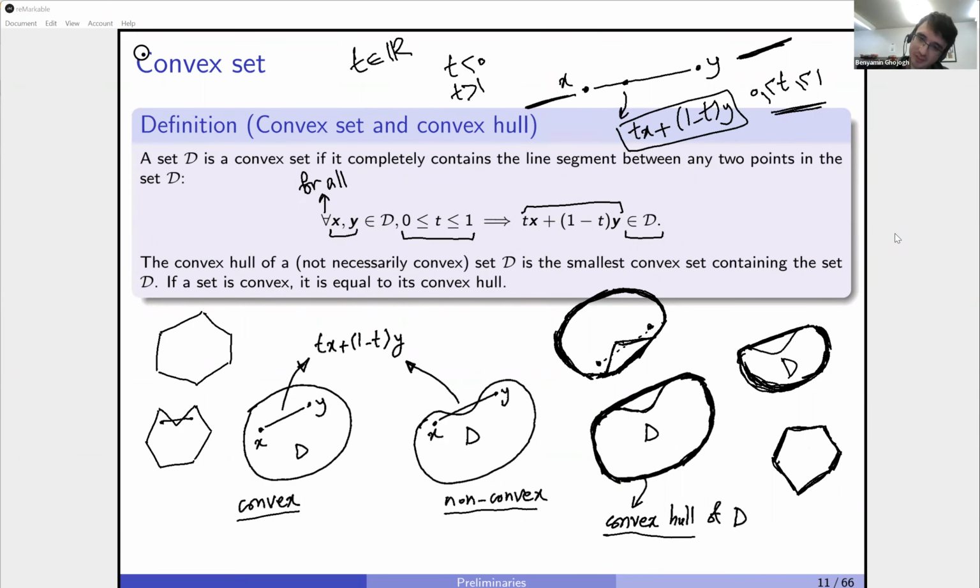It will contain the set definitely. So the set is a subset of the convex hull of the set. You agree with me? This set is within this set, right? That's why I'm saying that the set is a subset. So the convex hull is like the smallest one, right?